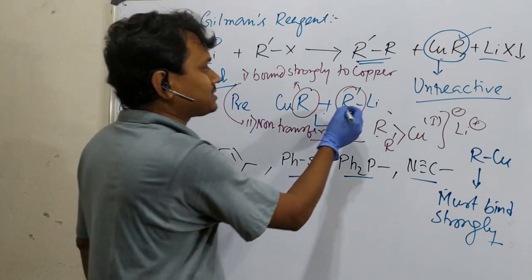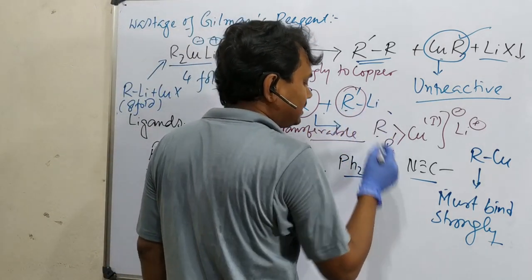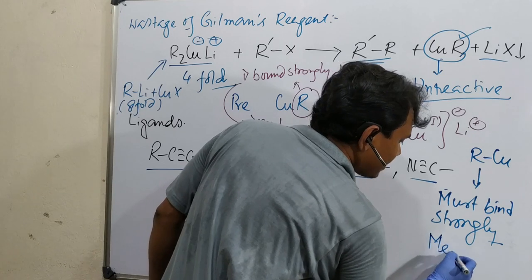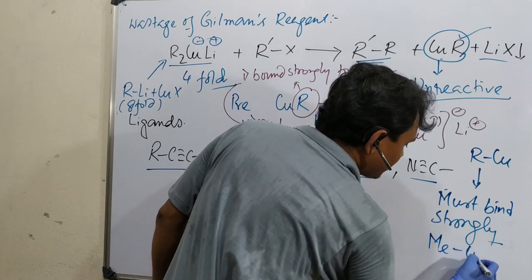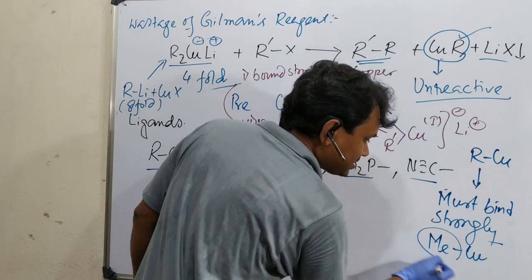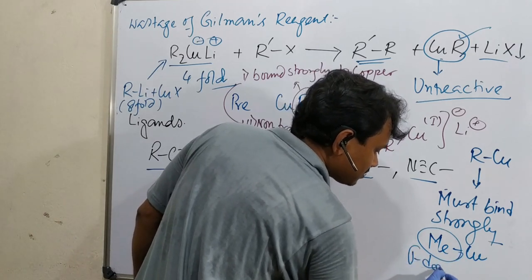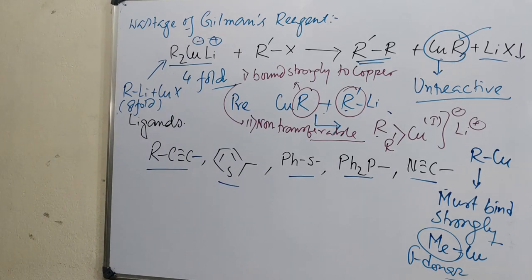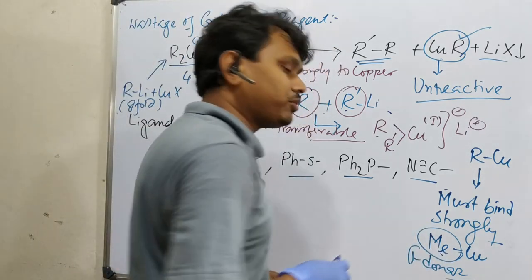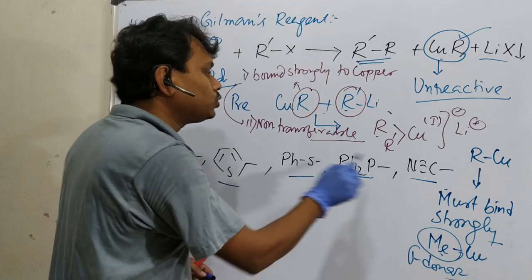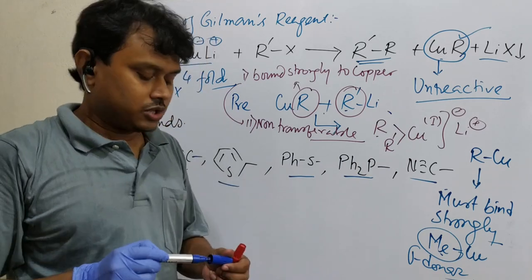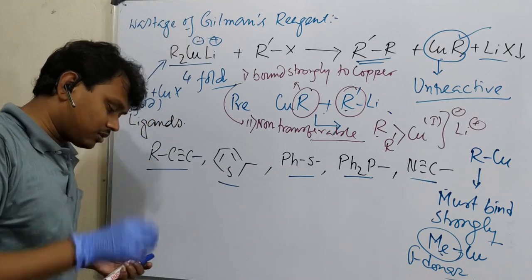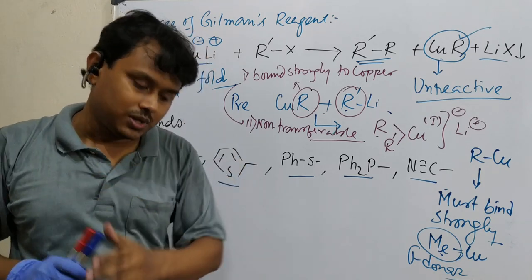Compared to that, if you take a simple methyl copper, this is a simple sigma donor. No pi acceptance is possible. So this indicates that this methyl group is reactive and prone to transfer, but the group containing pi acceptance will not go.